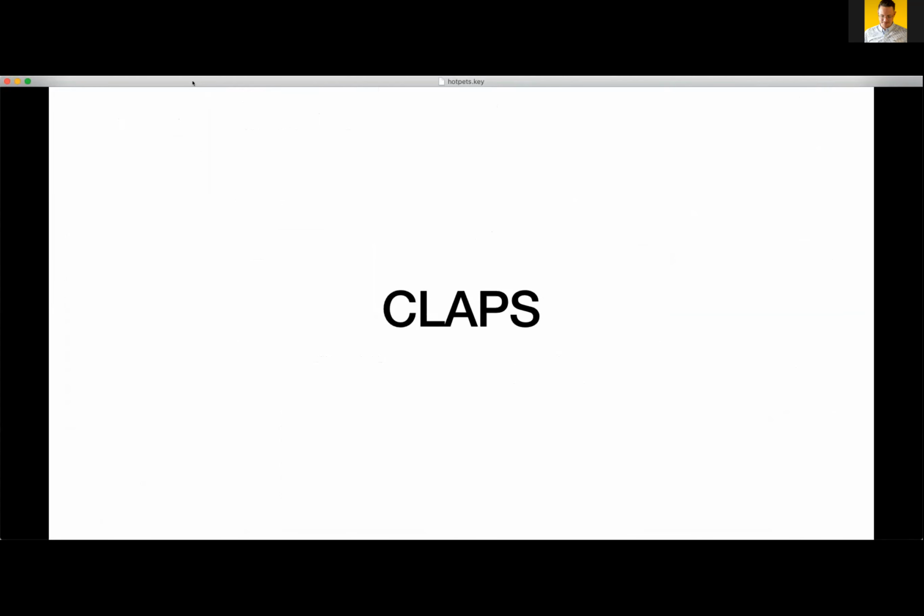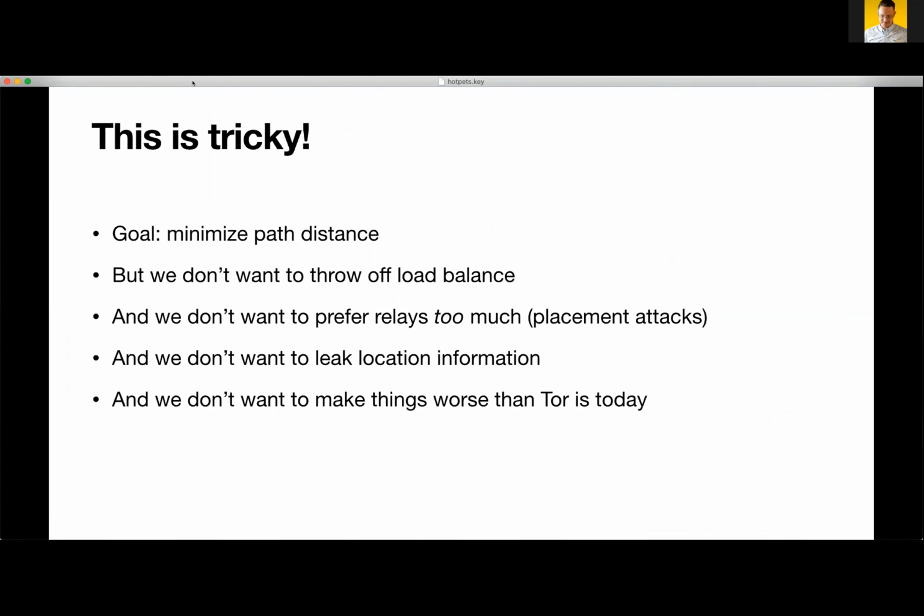So that brings me to our framework for thinking about these problems, which we call CLAPS. It just stands for Client Location Aware Path Selection. And the realization is that it's kind of tricky to do all of these things at once. So we have some goal like minimizing path distance, but we don't want to throw off load balance, and we want to prefer relays in certain locations, but we don't want to prefer them too much because that leads to this relay placement attack. And we don't want to leak location information over time.